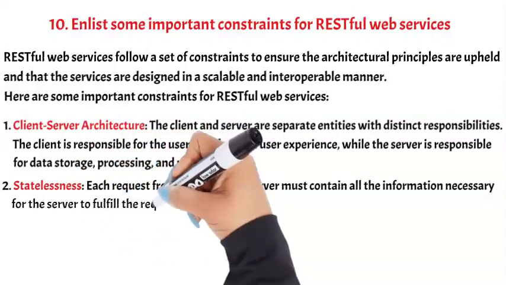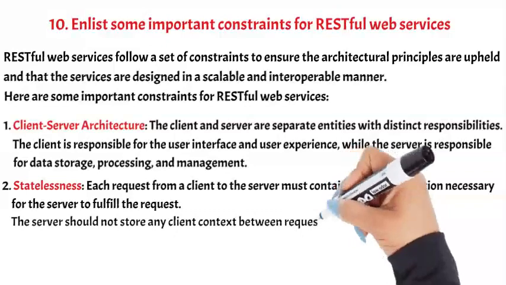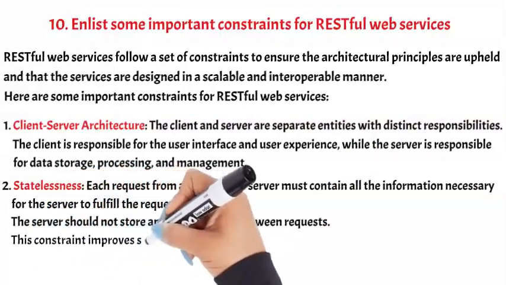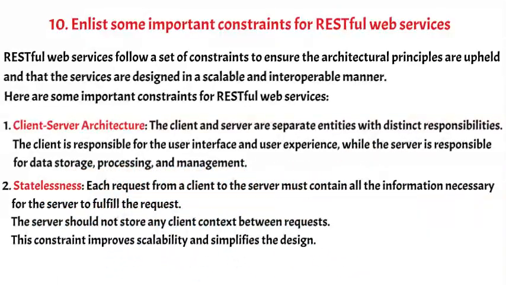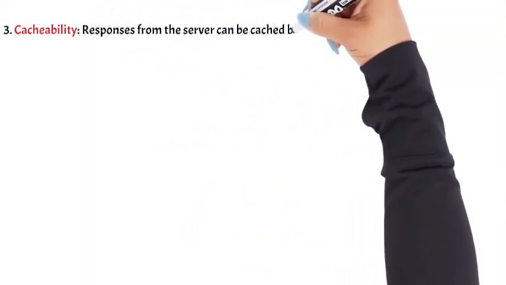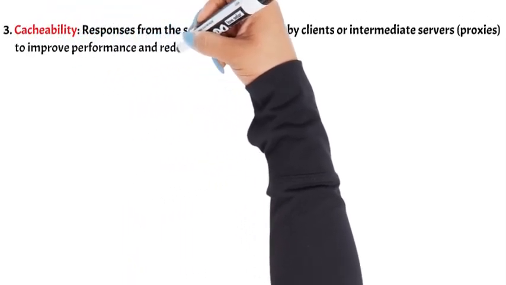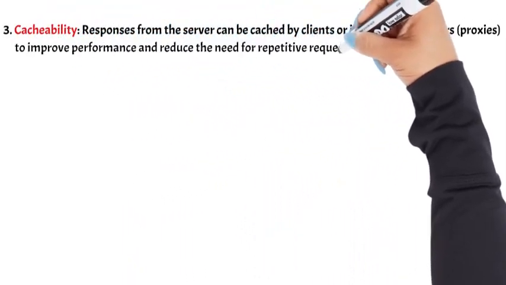2. Statelessness. Each request from a client to the server must contain all the information necessary for the server to fulfill the request. The server should not store any client context between requests. This constraint improves scalability and simplifies the design. 3. Cacheability. Responses from the server can be cached by clients or intermediate servers, proxies, to improve performance and reduce the need for repetitive requests to the server.